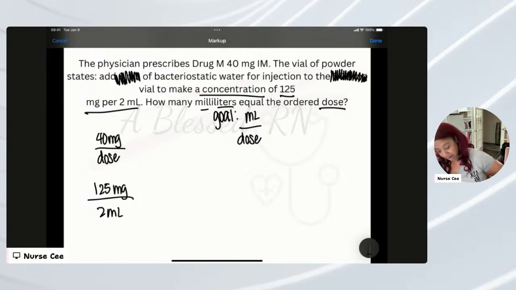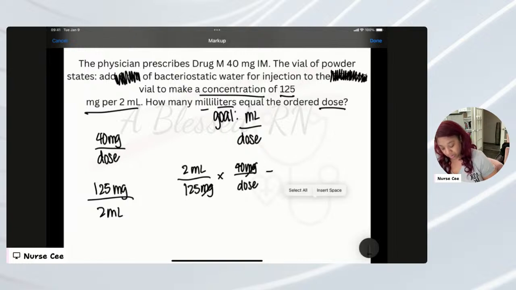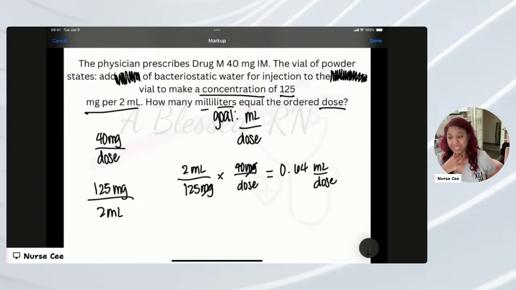Okay, it's fluff. All right, so if I'm looking for milliliters, I start with my milliliters. 2 mL is 125 mgs. So I've got milligrams on the bottom, so I need milligrams on the top. So 40 milligrams per dose. Cross it out. And then we do the math. So it's going to be 2 times 40 divided by 125. 2 times 40 divided by 125. And it'll be 0.64 milliliters per dose. And if this asks us to round to the nearest tenth place, what would our answer be?